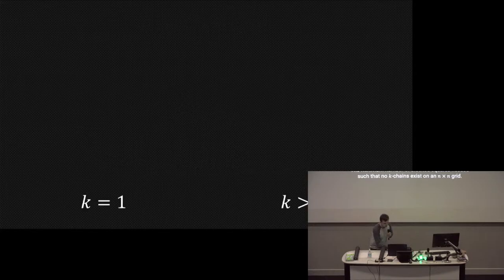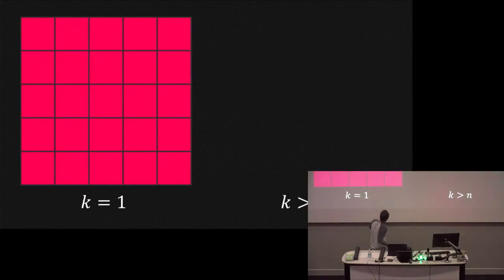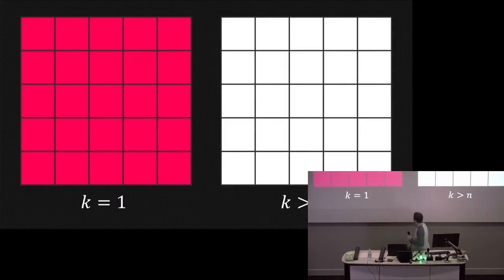Now, the thing that you do when you have a math problem is you try and get out the trivial cases first. So trivial case number one, k equal to 1, we block everything. If k is greater than n, we block nothing because there's not going to be any n plus 1 chain here. It'll be too big. It won't fit.